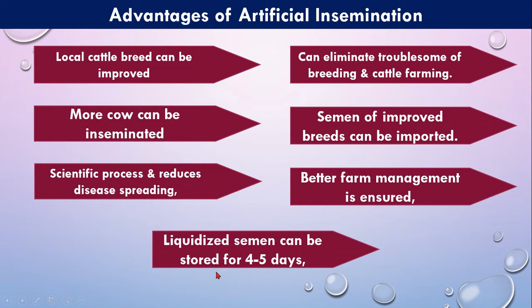Liquidized semen can be stored for 4 to 5 days. That means you collect the semen from the improved breed. If the semen is liquidized, that means liquid, it can be stored for a couple of days, which is 4 to 5 days. But in the other natural method, that is not possible.